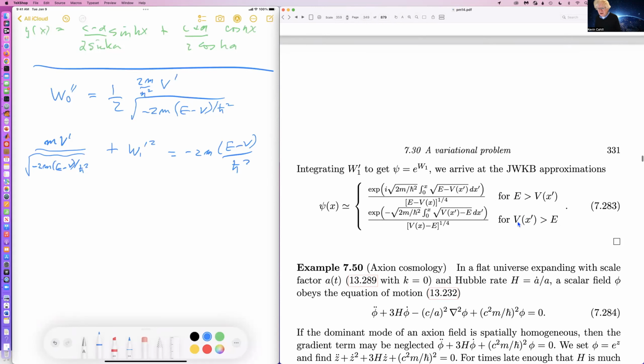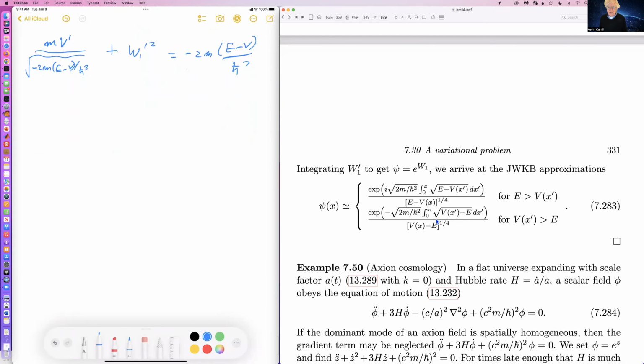and you get two special cases. When V is greater than E, the thing is a decreasing exponential, and so in particular, that says that if you have, let us say, a potential that looks like this, and your, so let's see, we want to talk about what E is.